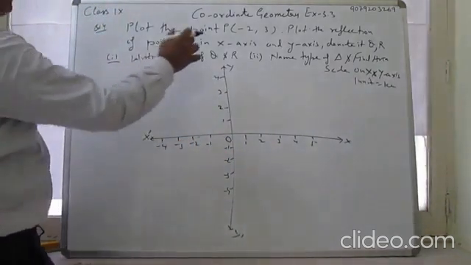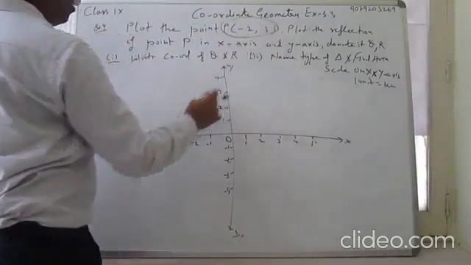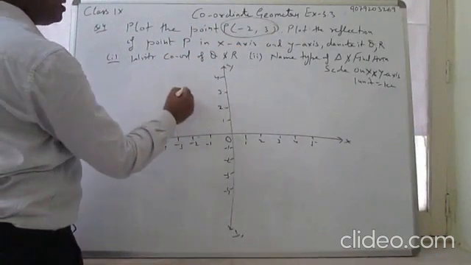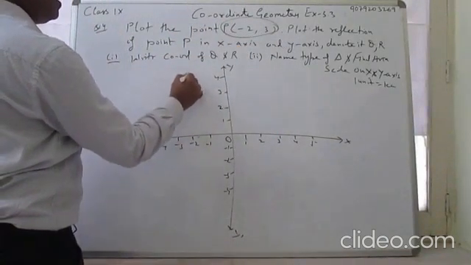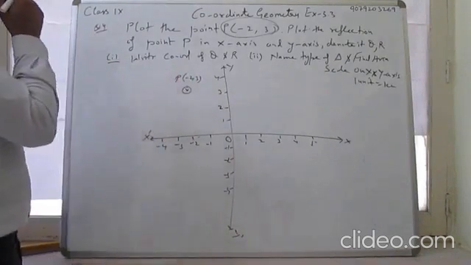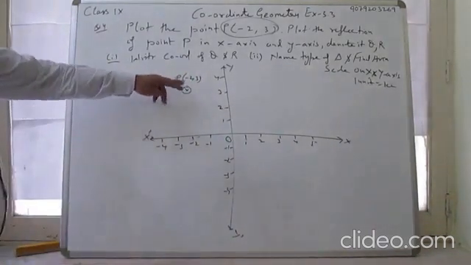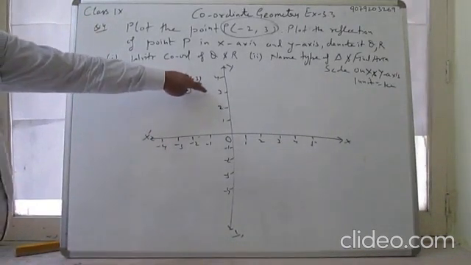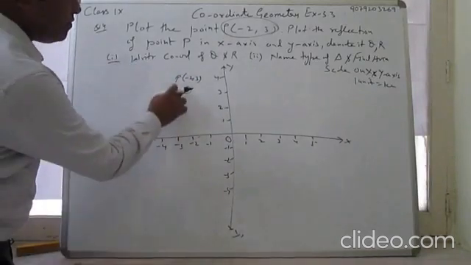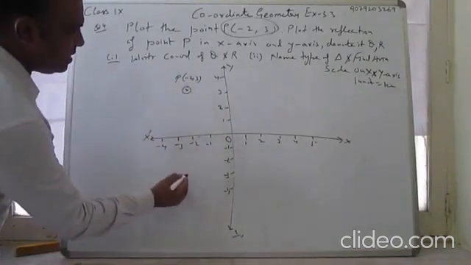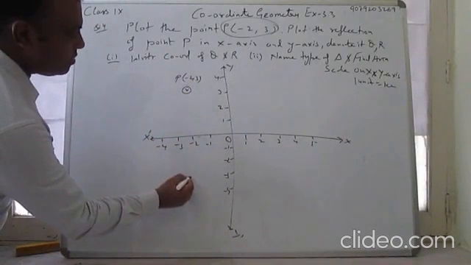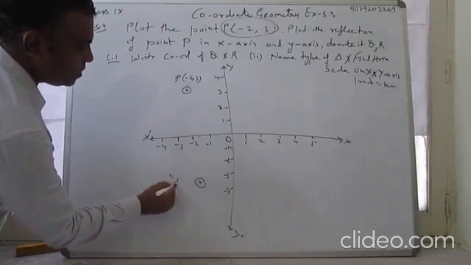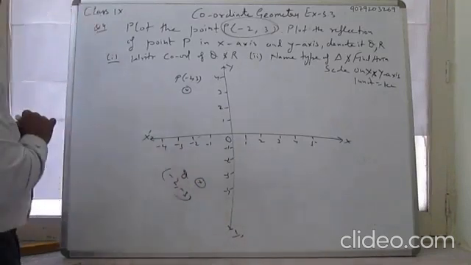Now, what is point P? Point P is -2, 3. It is here. This is our point P, -2, 3. If I take the reflection on the x-axis, which coordinate changes? The x coordinate or y will change. The reflection of P is Q. It is here: -2, -3. This is point Q.